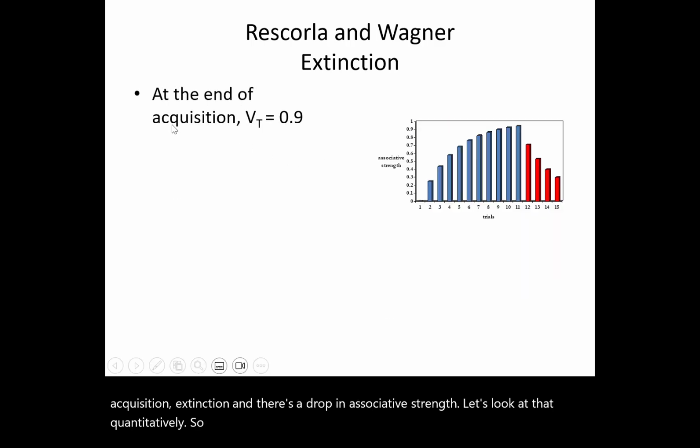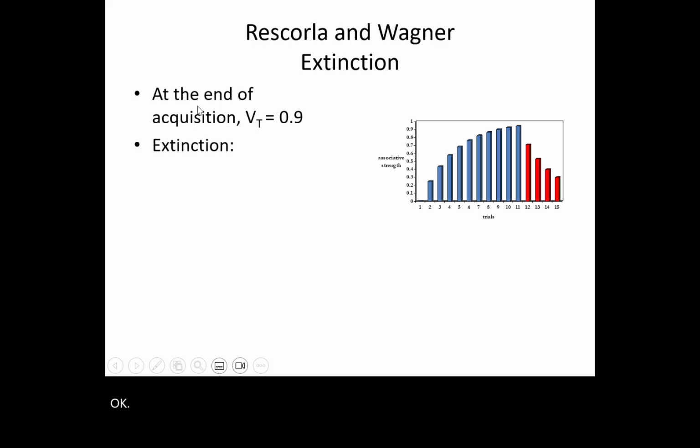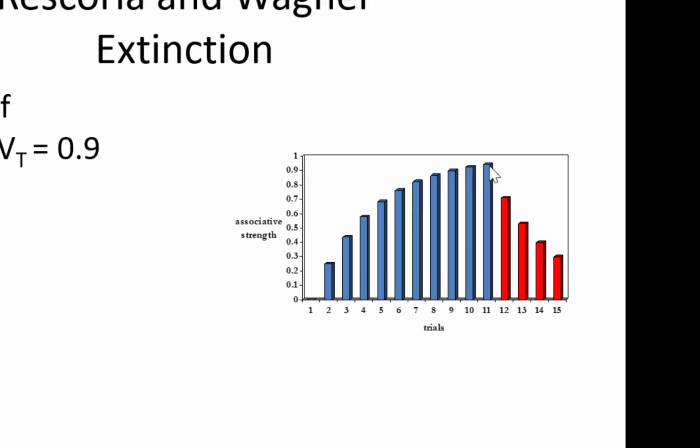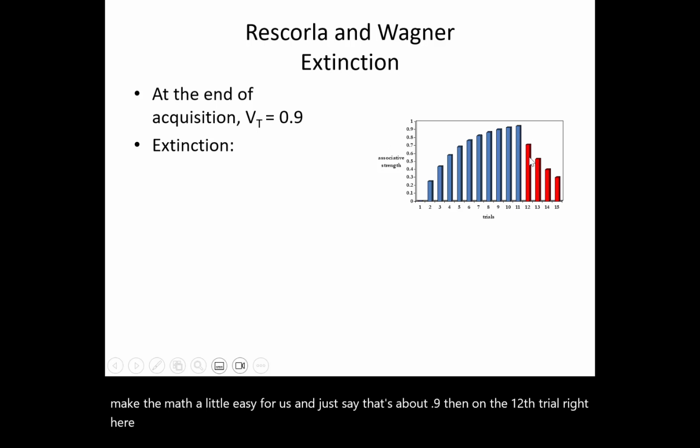So at the end of acquisition, we'll say the V total, or VA, whatever, is equal to 0.9. It looks like it's maybe a little higher, but let's just say that, for making the math a little easier for us. Then on the 12th trial, right here, it's not reinforced. That's extinction.